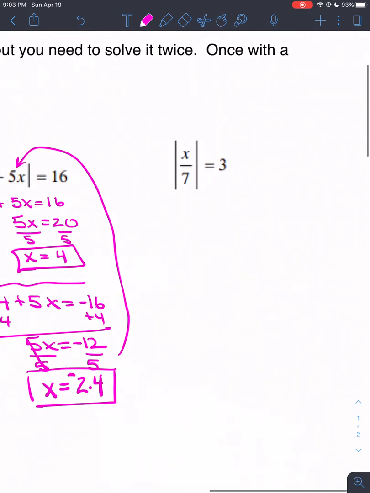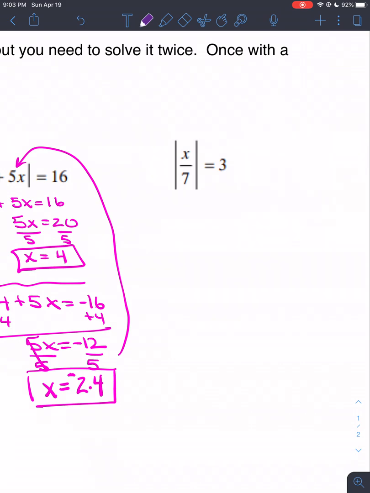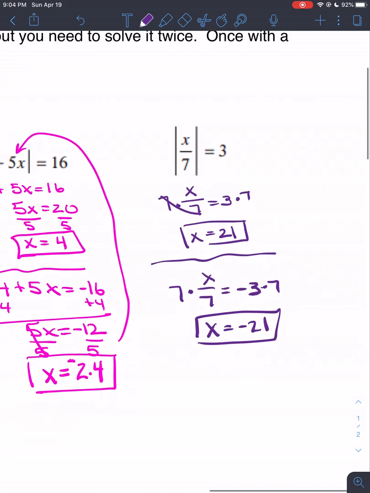What happens when we divide? Let's give that one a try. Let's change colors. So drop the absolute value bars. We have x divided by 7 equals 3. Multiply both sides by 7. It looks like x equals 21. And our second try, x divided by 7 equals negative 3. Multiply by 7. It looks like x equals negative 21. Two solutions. Okay.